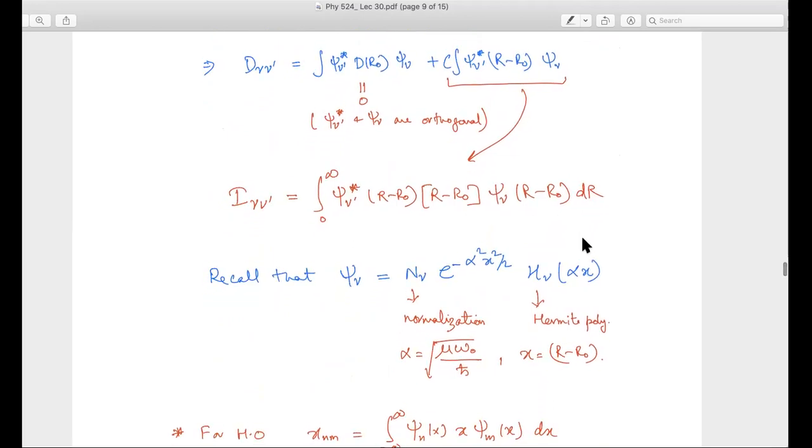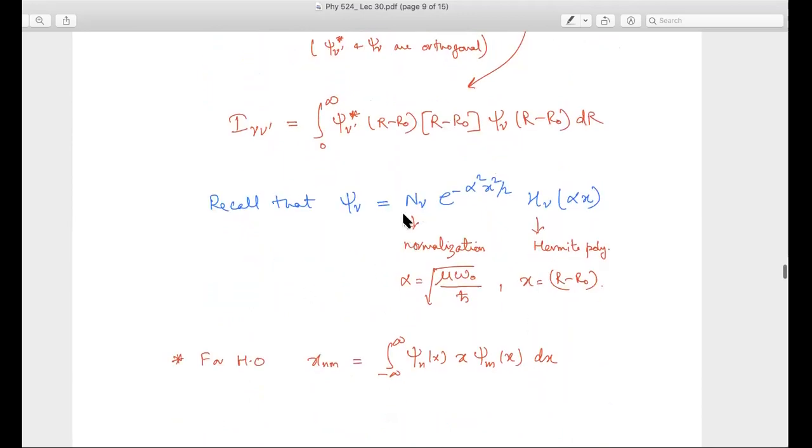And now we need to go into the details of the wave function just to calculate this quantity. So let's go to the Hermite polynomial basis, not worrying about the normalization. Then I had a weight factor e to the power minus alpha square x square by 2 for each of the nu levels, and the nu levels were given by H nu of alpha x. And recall that alpha was related to the oscillation frequency by this particular form: the square root of mu omega naught by h bar.